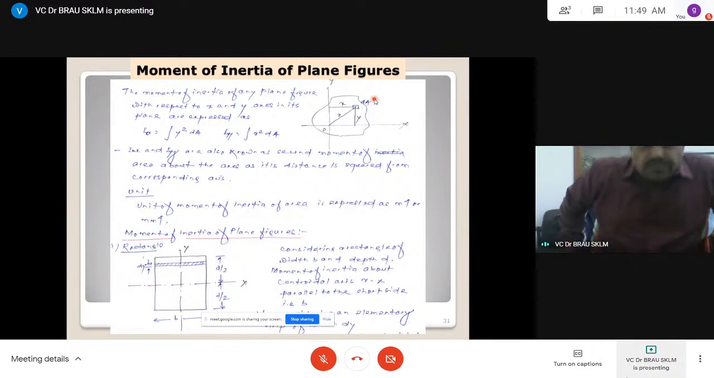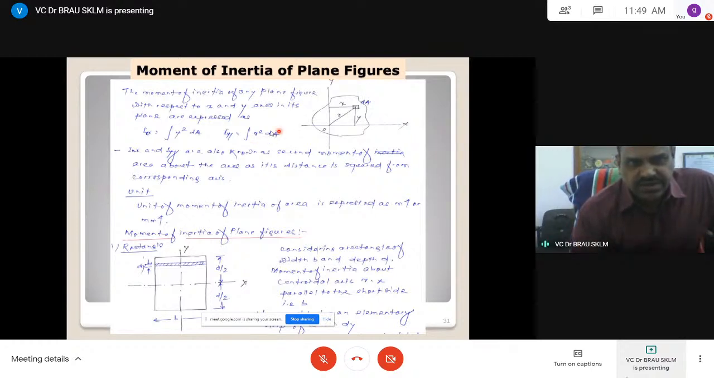The unit of moment of inertia is expressed as distance squared, x squared into dA. dA is also a square of length, so this is also a square. That is power 4. You will get the unit as length to the power 4.